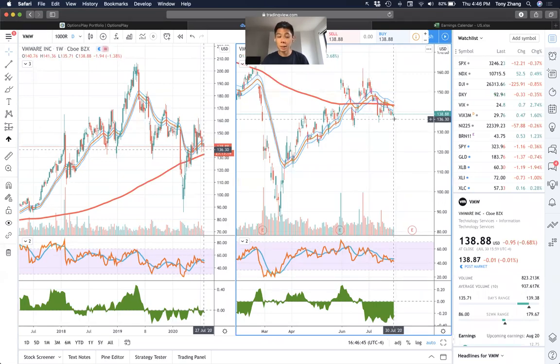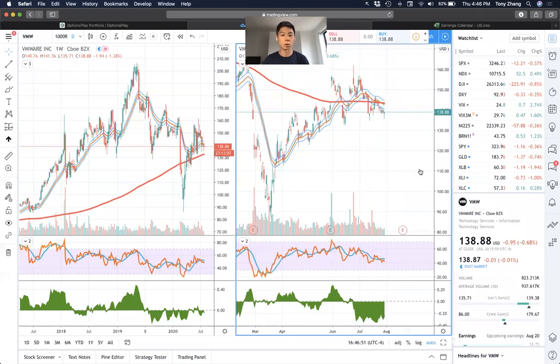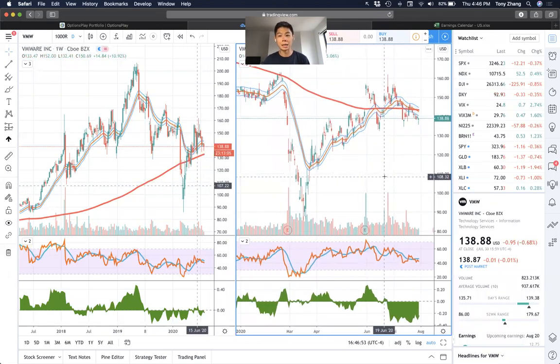But I will say, fundamentally, it surprises me that a stock like VMware is not doing well in COVID-19 times, especially as all of us are working from home and needing these types of cloud services to do so. But I haven't dug into the fundamentals of this company and why it's not doing particularly well.